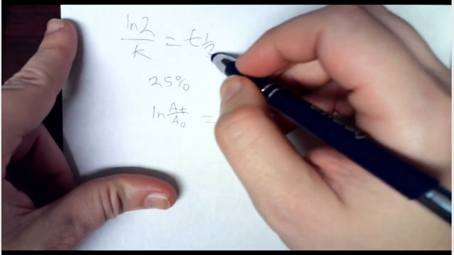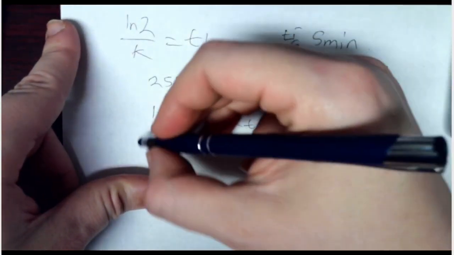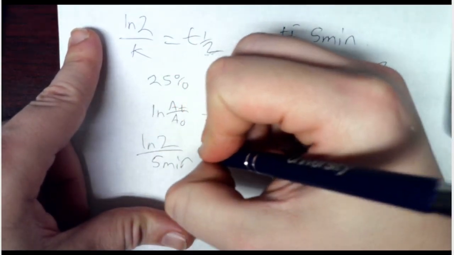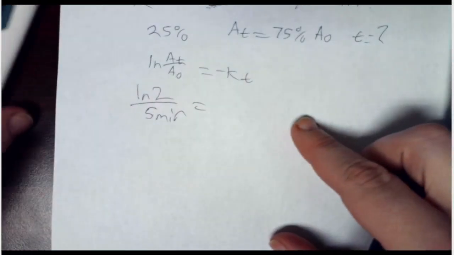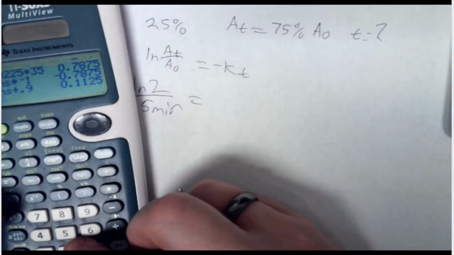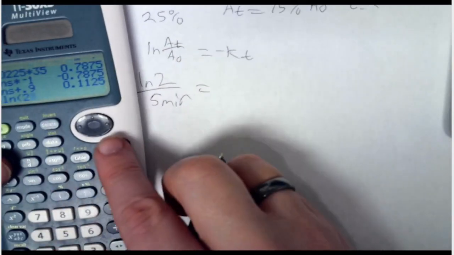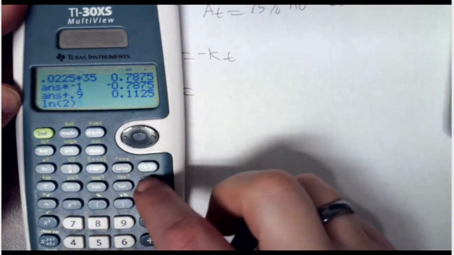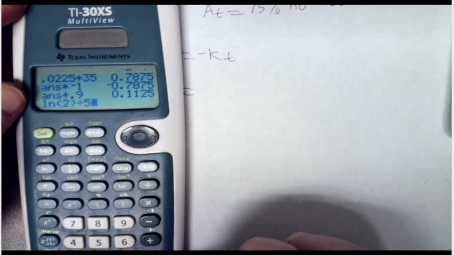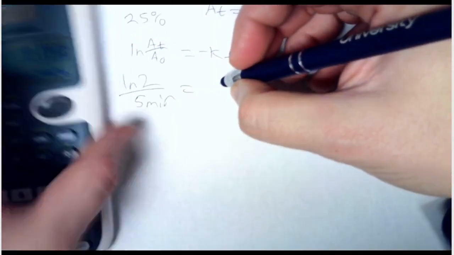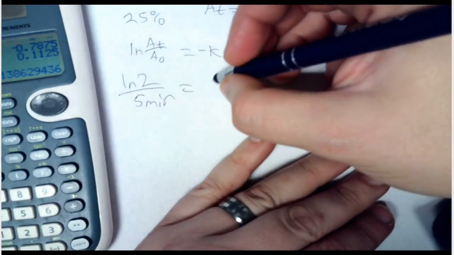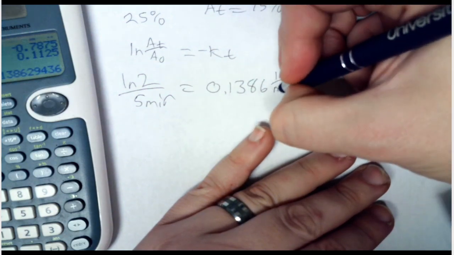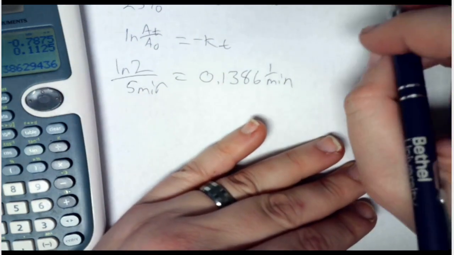First thing, we almost always need to find our k. So we're going to take ln of 2 over 5 minutes. It's okay that it's 5 minutes. I don't need to turn this into seconds. I'll just have time in units of 5 minutes. So ln of 2 in parentheses, I don't want 2/5, I want ln 2. So ln of 2 divided by 5 is going to be 0.1386 inverse minutes as our k constant.